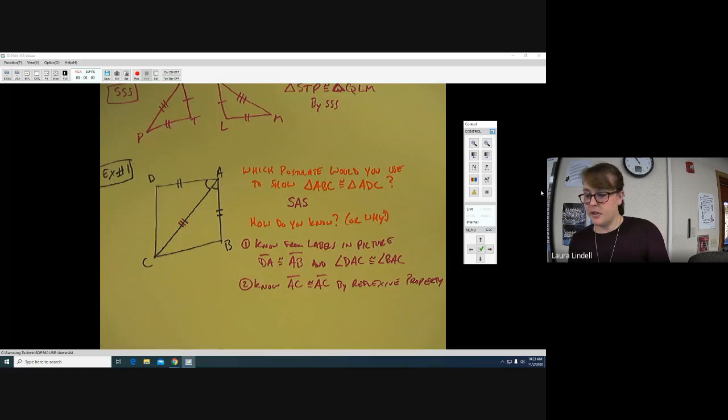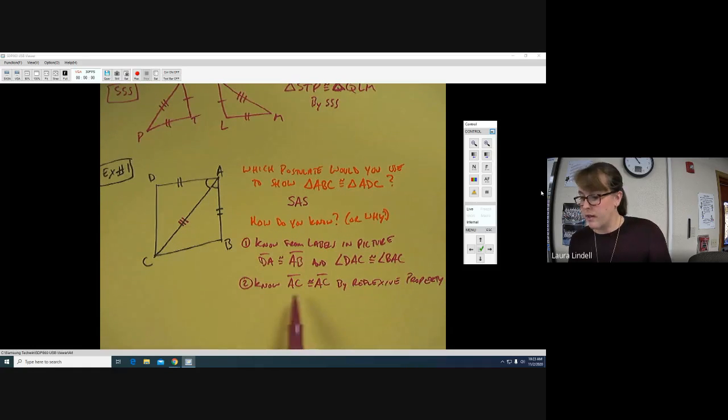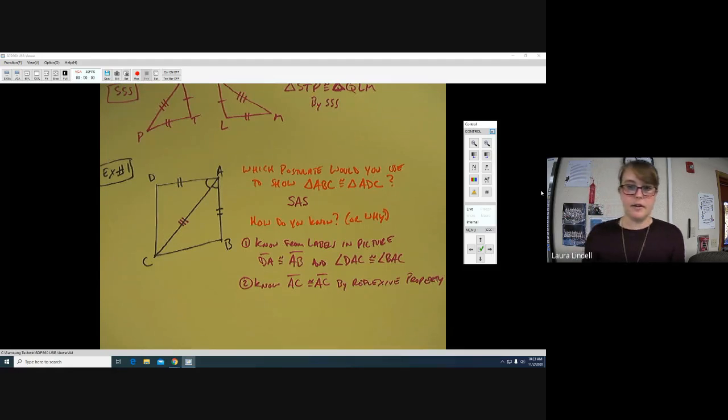So anytime we see a shared side like this, we want to label it. Any questions on that first example?